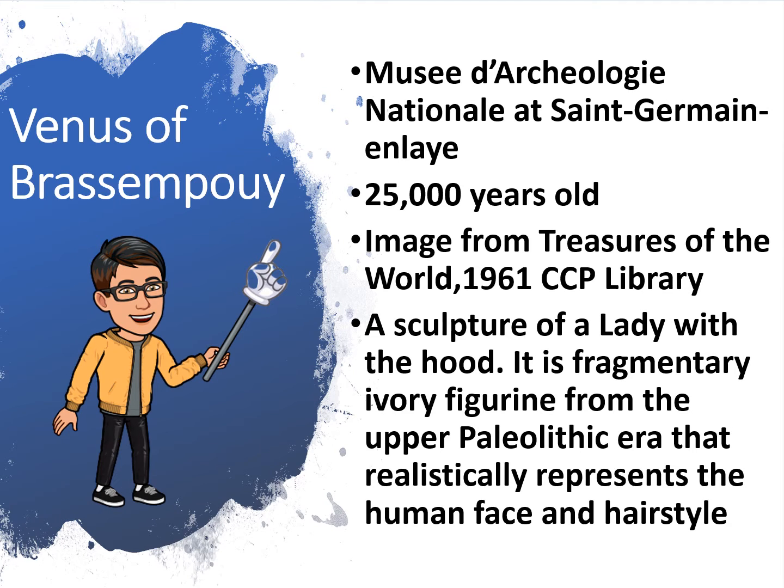So, yung description ng Venus of Brassempouy, guys, ito daw ay a form of a lady, no? Parang isang babae, no? Dahil merong, ayan, sabi daw, with the hood. No? So, merong parang yung sa hair niya, no? Yung sa head, na meron siyang pang nakatakip, no? It is fragmentary ivory, so gawa sa ivory figurine. No, so ang ivory, alam naman natin, ito rin ay nakukuha sa tusk or yung pangil ng elephant, no?